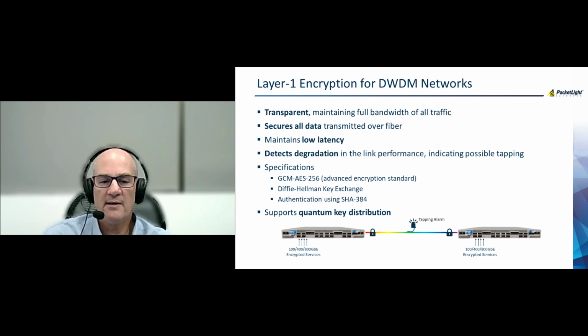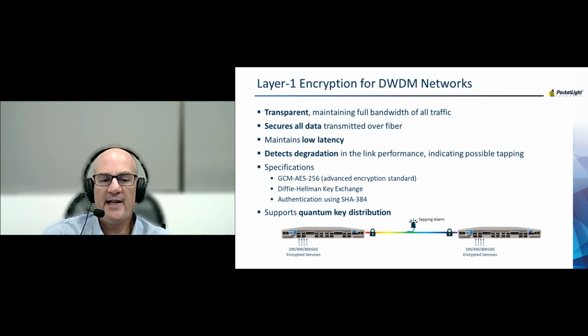Layer 1 encryption, the difference between layer 1 encryption and IPsec or MACsec that can be used, is that layer 1 encryption maintains the full throughput of the data. So there is no overhead per packet. We are not adding overhead on packets. We are not reducing the bandwidth of the service due to the encryption. We maintain full transparent rate of the service while encrypting all the data without any omissions.